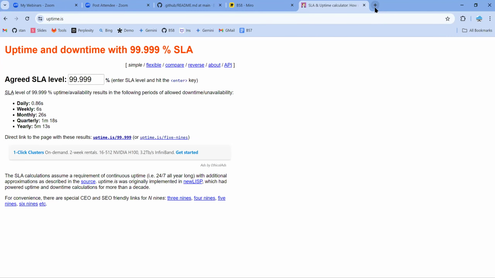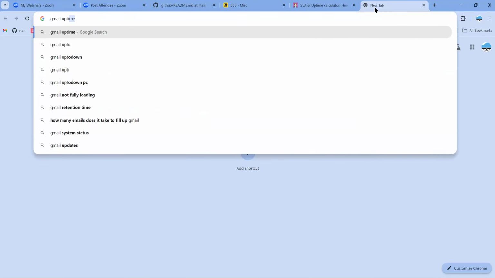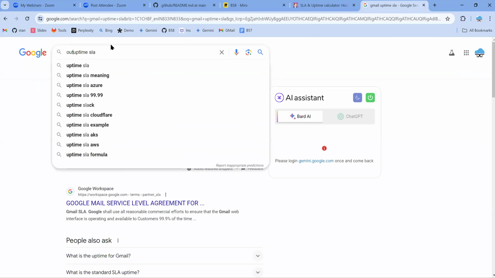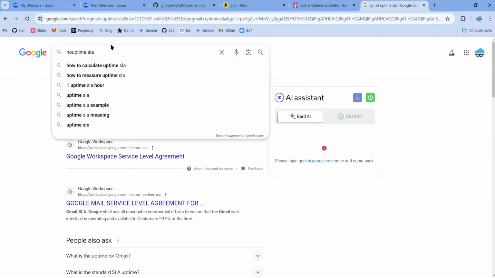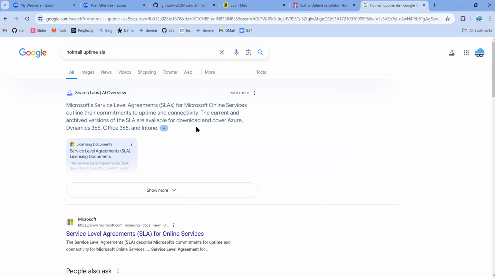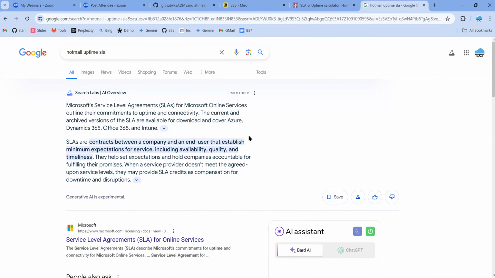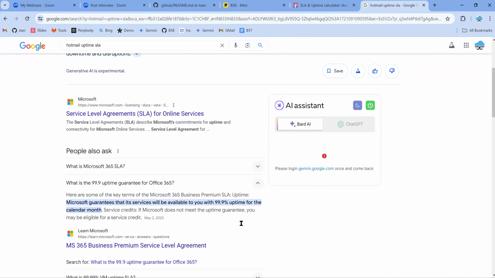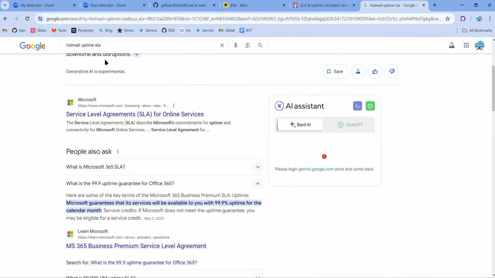You can even search for the Gmail uptime SLA. Google promises at least 99.9% in any calendar month. For example, if you look up Outlook or Hotmail, which is Microsoft's mail, they don't give any uptime at first. That's interesting. What is it, 99%? They're also at 99.9% uptime.